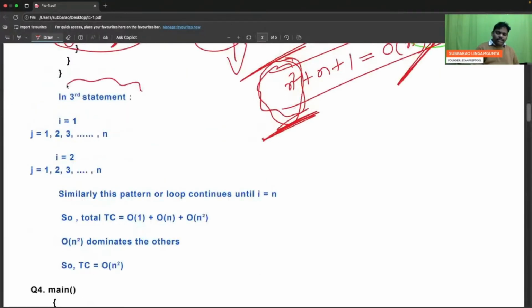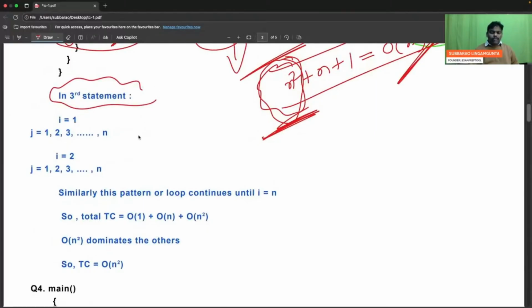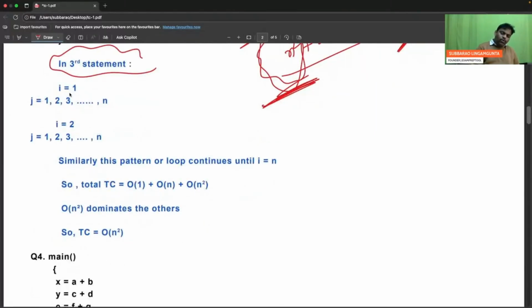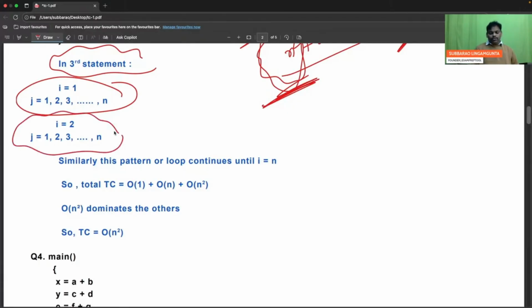First statement, second statement, you know very well. About the third statement, I explained. Can you see this one? I is equal to 1. J loop is n times. So I is equal to 1, n times the statement will execute. I is equal to 2, n times the statement will execute. Right? Like that, if you observe, this pattern or loop continues until I is equal to n.